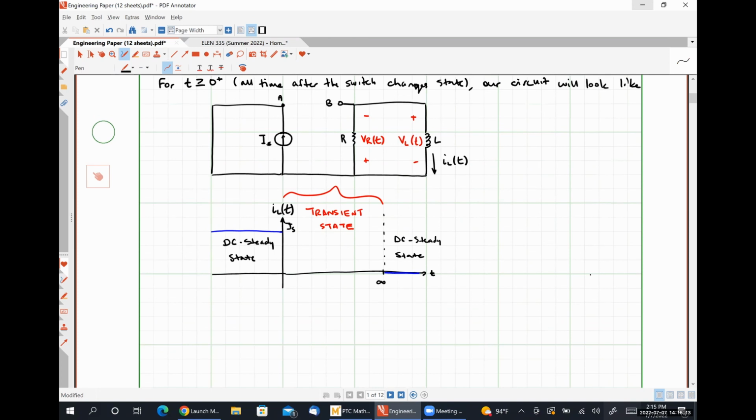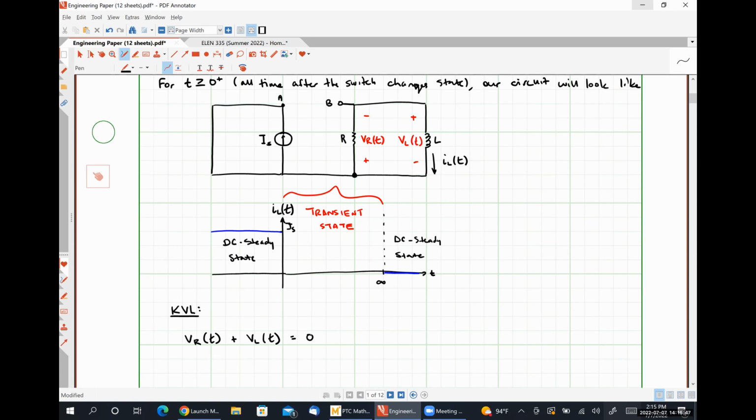So what I'm going to do now is write a Kirchhoff's voltage law equation. It's going to be a pretty simple one. I'm going to start at the bottom left-hand corner here, and I'm just going to follow my current IL of t around that right-hand loop. And what I'll find is that VR of t plus VL of t has to equal 0.